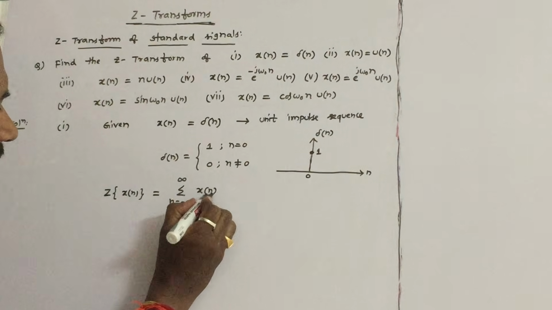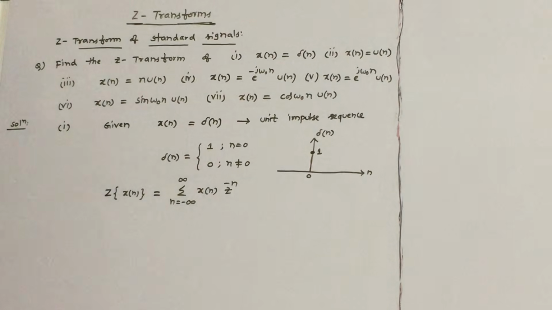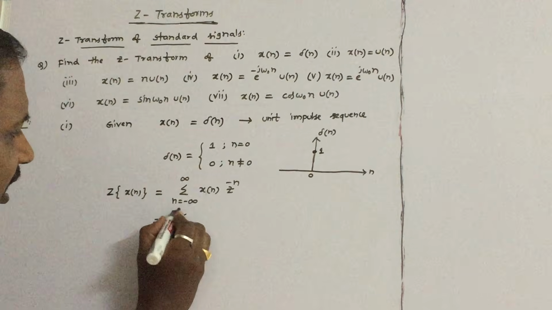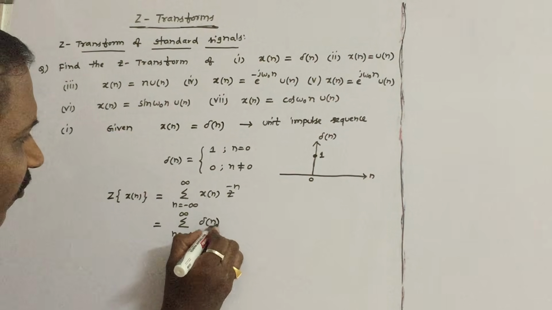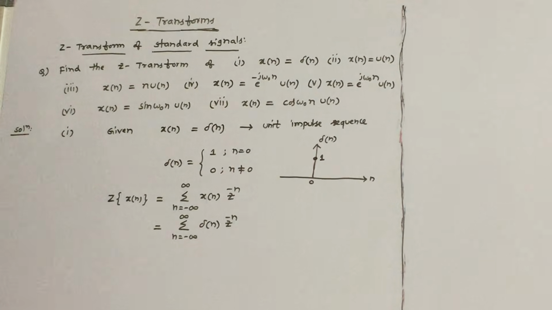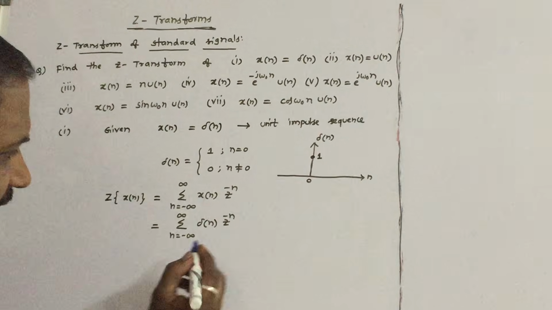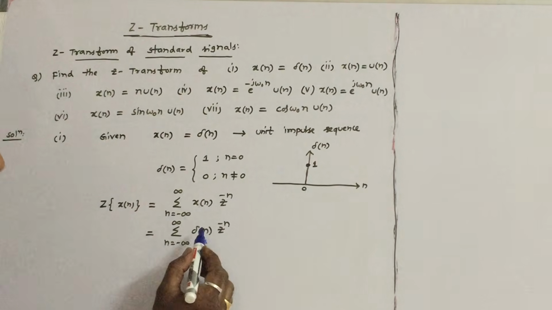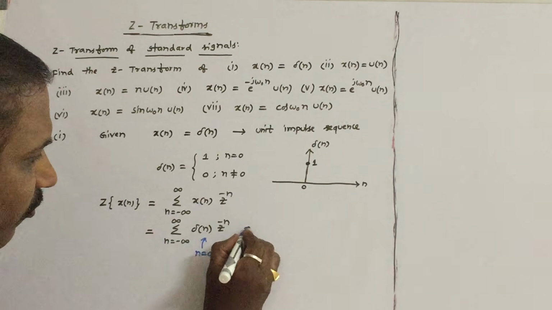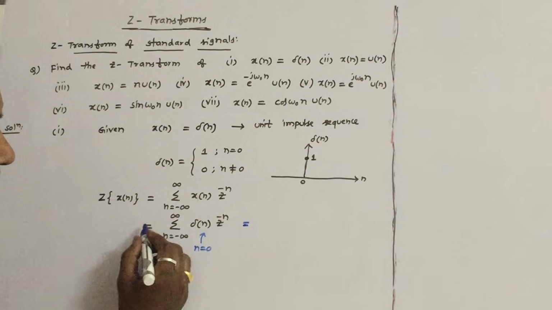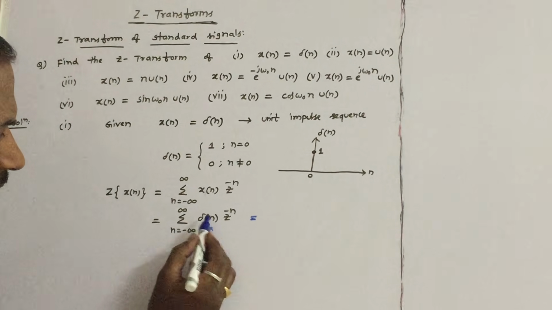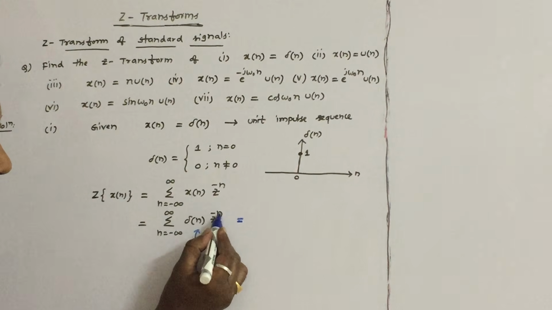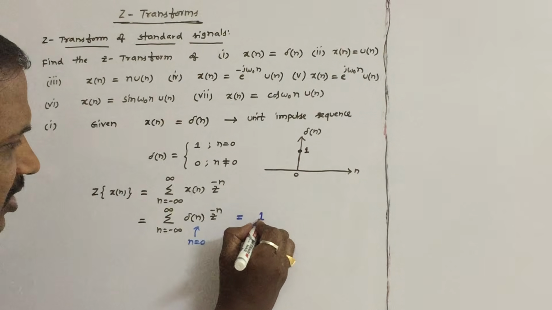Substitute x of n in the definition. The transformation is z power minus n. But what is x of n given? So n is equal to minus infinity to infinity, x of n is given as del of n into z power minus n. So therefore, in this summation, substitute only n is equal to 0, because del of 0 is equal to 1. If you substitute n is equal to 0, all the rest of the values are 0. This summation has value at only n is equal to 0. So del of 0 is 1, z power 0 is 1. So the answer for this summation is 1.